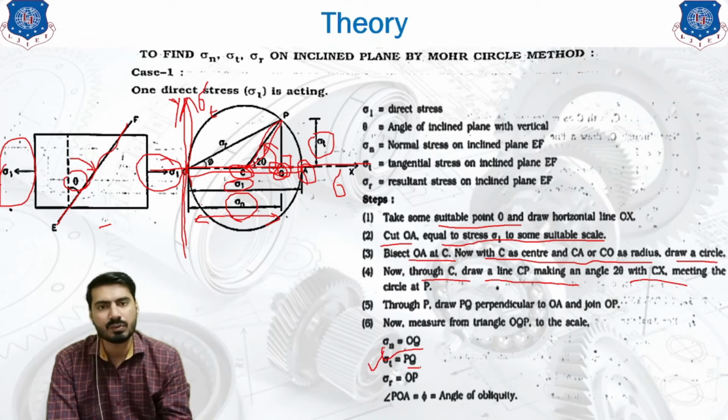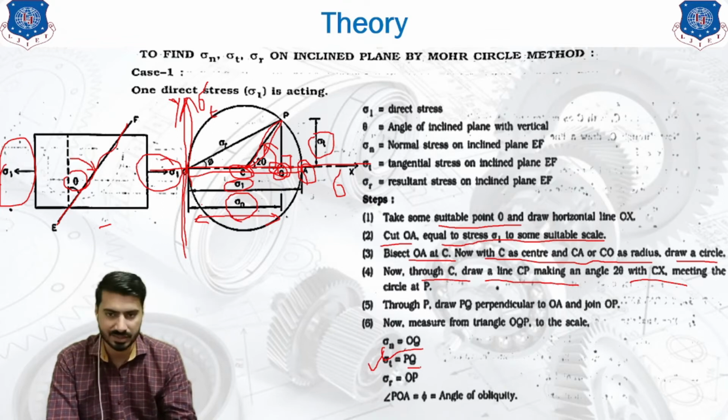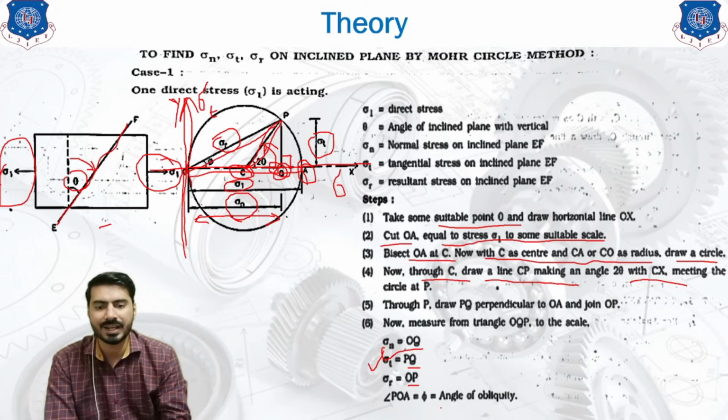Now if you want to find out the resultant stress, then measure OP. This much length will give you the answer of the resultant stress. Converting all this length according to our scale, we will get the answer in terms of Newton per mm square or Newton per meter square.